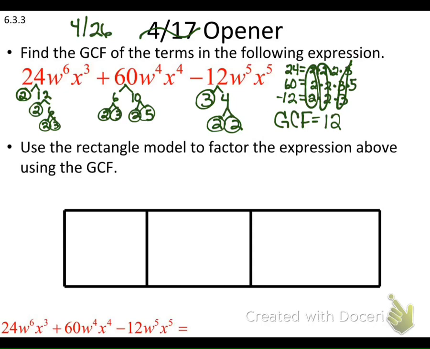All right. When we go from there, we're going to look at our variables. Jaden, do they all have a W? Which one do I use? I just didn't hear you. 4. Okay? Because we use the one with the smallest exponent. Do they all contain another variable? To the third. So this is my greatest common factor. 12, w to the 4th, x to the 3rd.